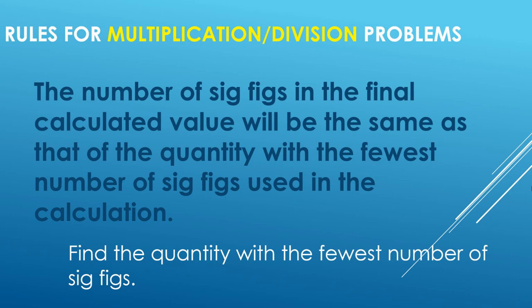Rules for multiplication and division are a little bit different. The number of significant figures in the final calculated value will be the same as the quantity with the fewest number of significant figures that you used in the calculation. So you're finding the quantity with the fewest number of significant figures. So let's look at this.